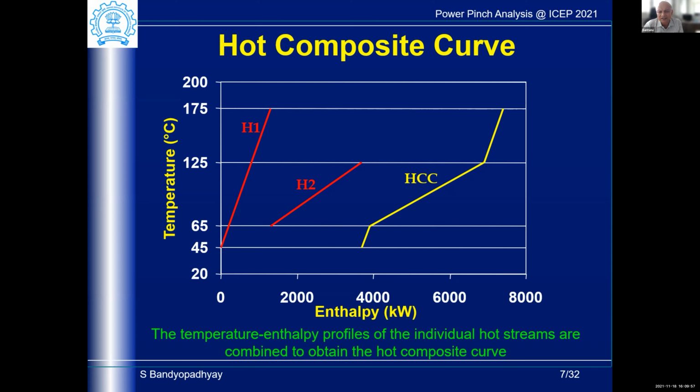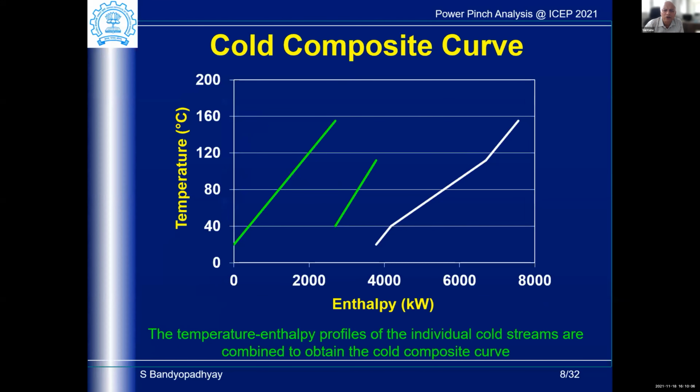So hot composite curve basically is a pseudo stream. It does not exist in reality, which is heat availability as a function of temperature. Similarly, we can do it for cold. The white curve is the cold composite curve, which says heat requirement as a function of temperature.